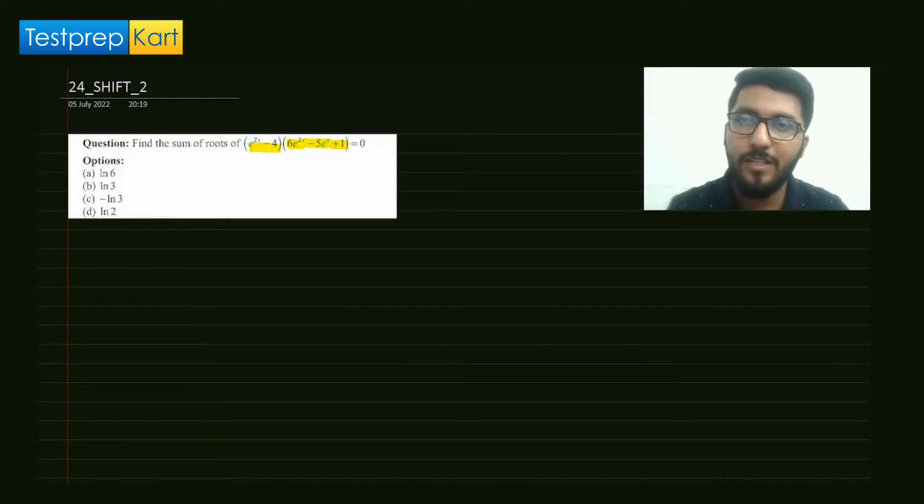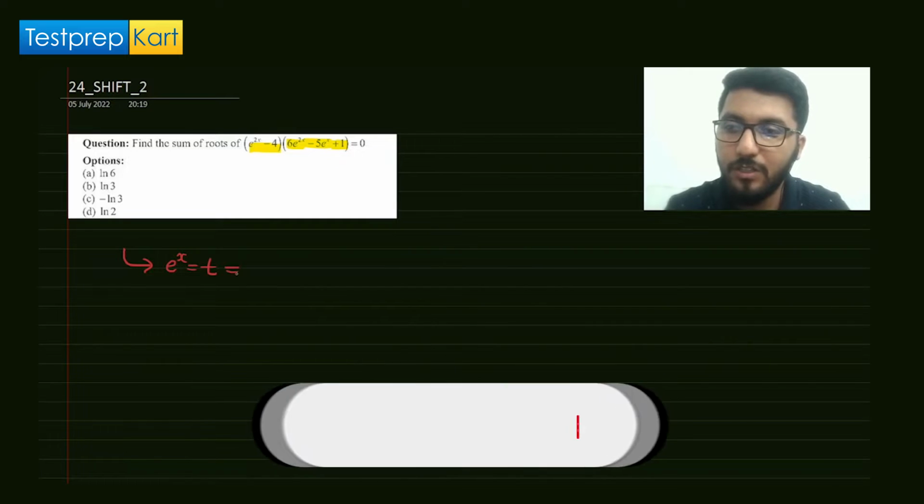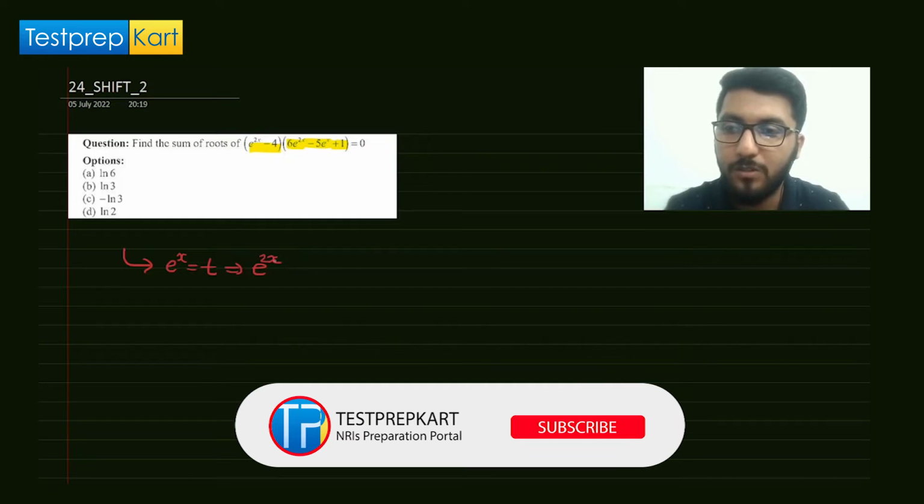So clearly what you need to do in this question is that this is a basic question based on the concept of quadratic equation. The only striking point that you need to do here is to take e power x equal to t. Once you do that, then you will have e power 2x equal to t square. Now you just simply substitute.